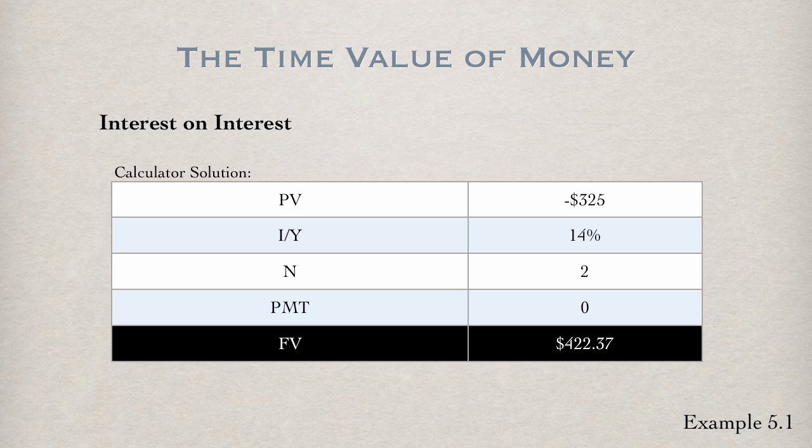We know that we are investing $325 today into a savings account. We also know that our investment will remain in our savings account for 2 years and earn an interest rate of 14%. Since we are making a single investment and letting our investment sit in our bank account for 2 years, we are not making any additional payments, so our payments will be zero. Taking into consideration all of these factors, we arrive at a future value of $422.37.